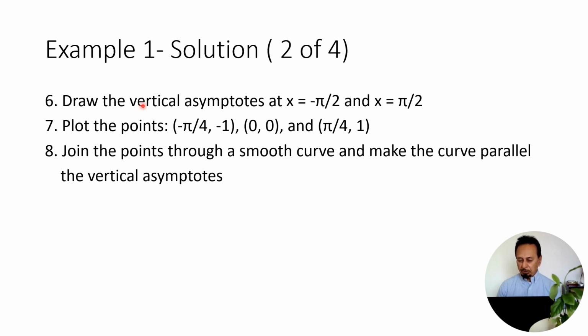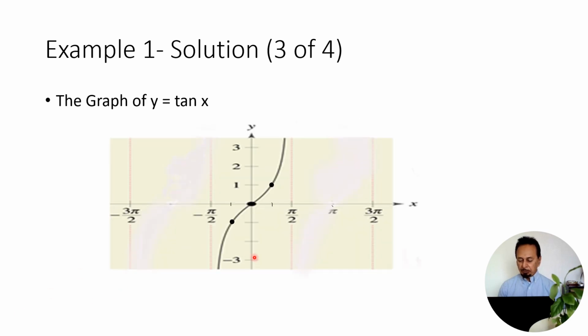Now we draw the vertical asymptotes at x equals minus pi over 2 and x equals pi over 2. Then we plot the points negative pi over 4 comma negative 1, 0 comma 0, and pi over 4 comma 1. We join the points with a smooth curve and make the curve approach the vertical asymptotes. If we do that, we get this.